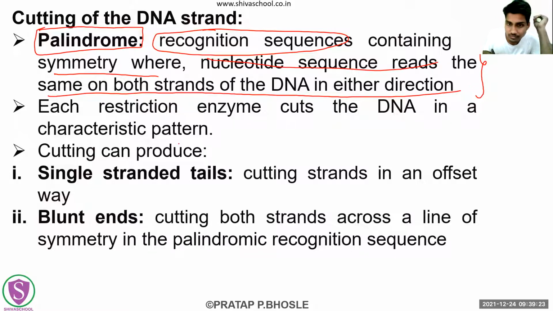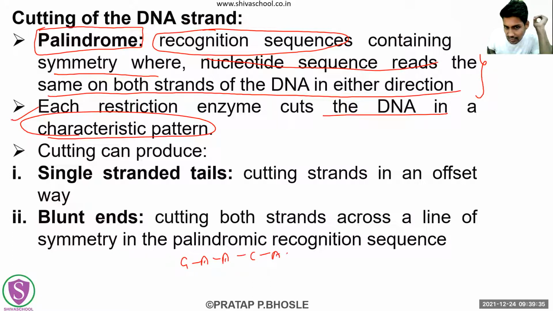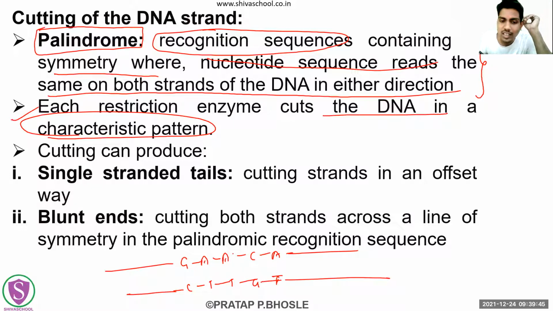Each of these restriction enzymes cuts the DNA in a particular characteristic pattern. There will be two strands, G, A, C, A, and another complementary strand, like the cytosine, thymine, guanine, thymine. So this kind of complementary strand will be there. Whenever these restriction enzymes sit here, they will cut this strand.